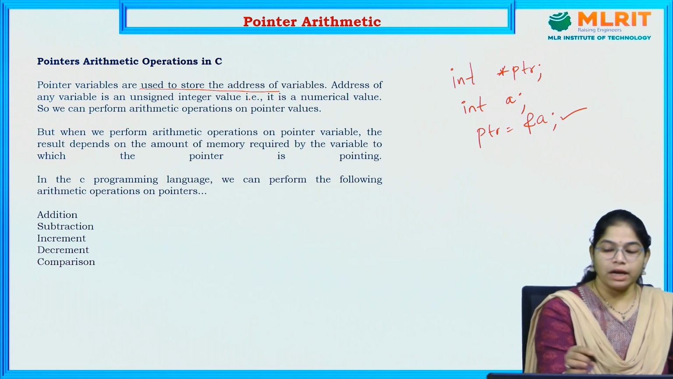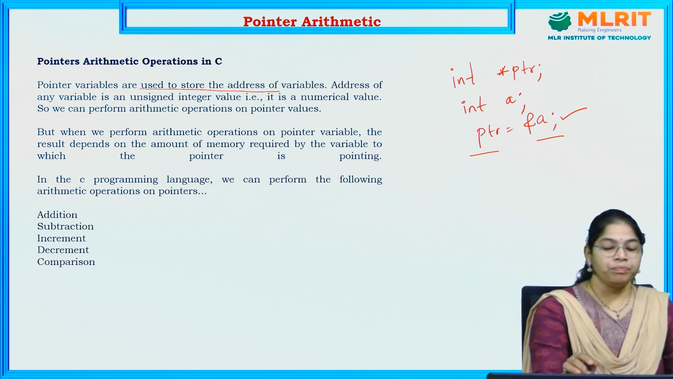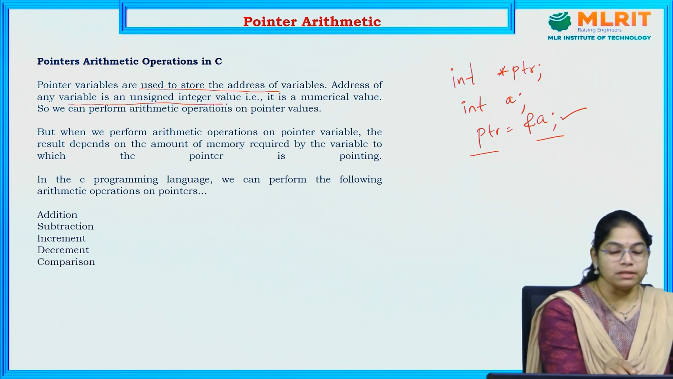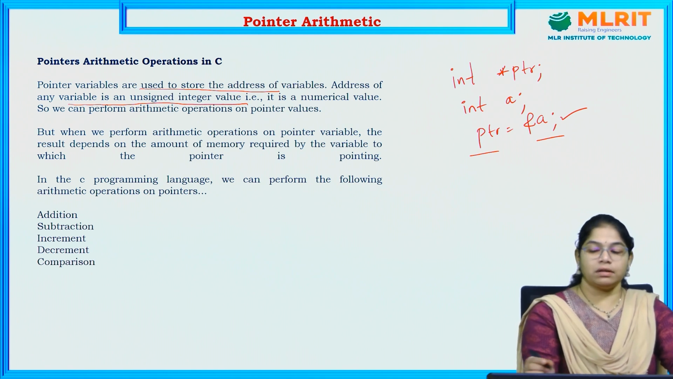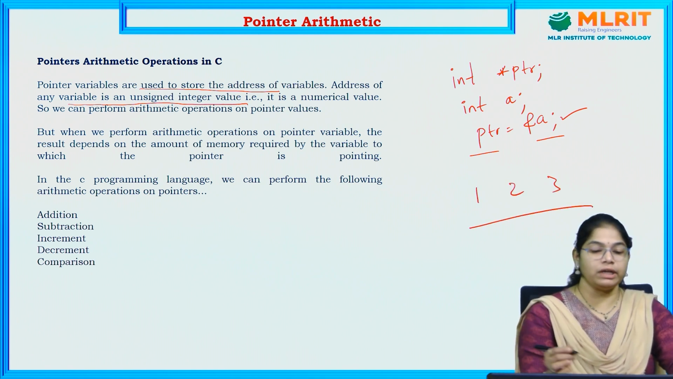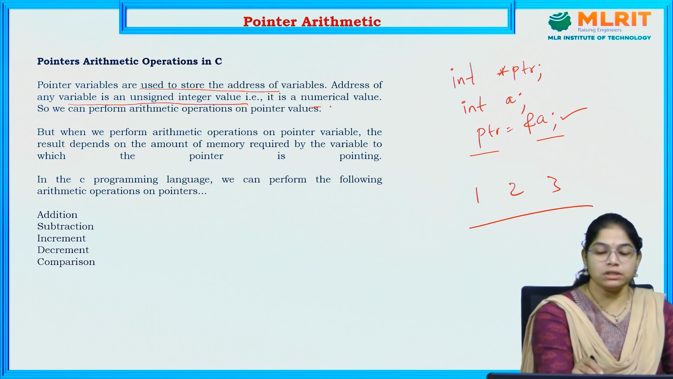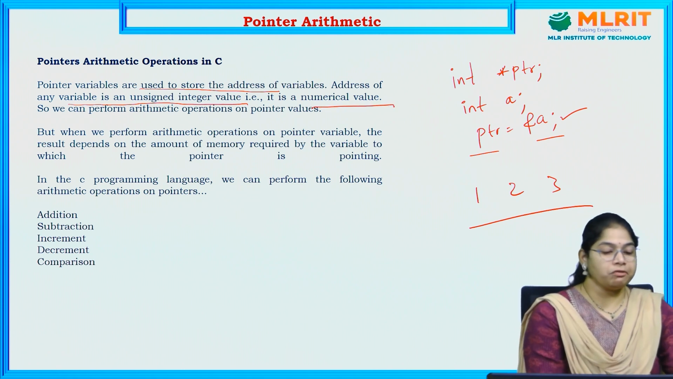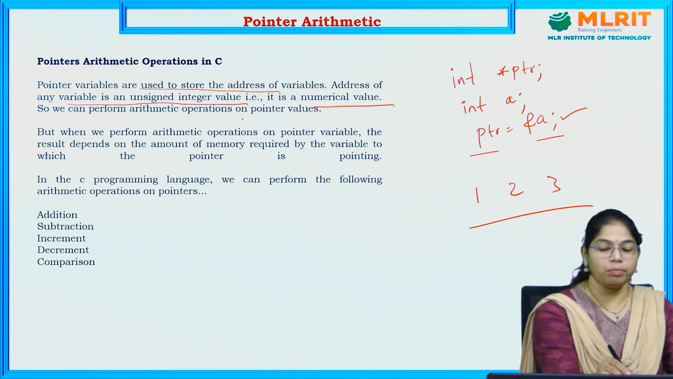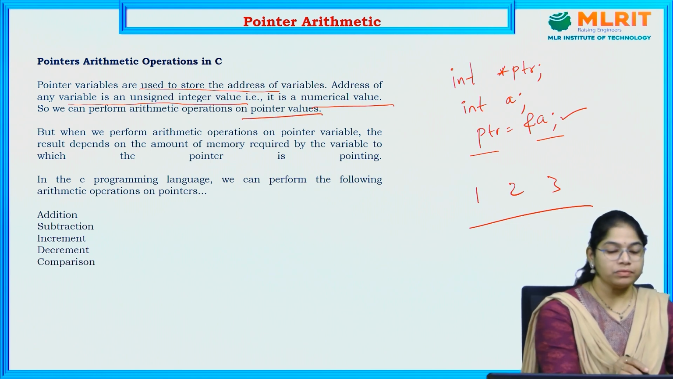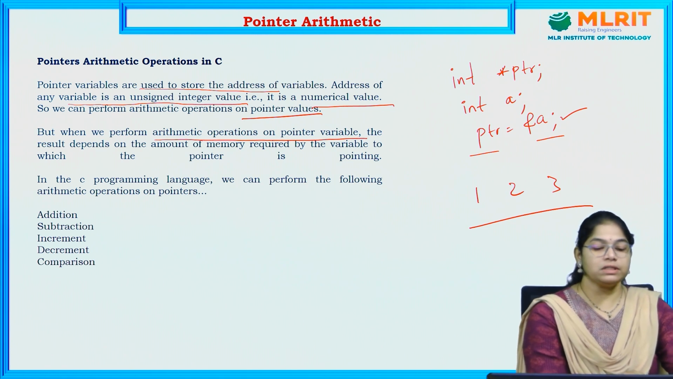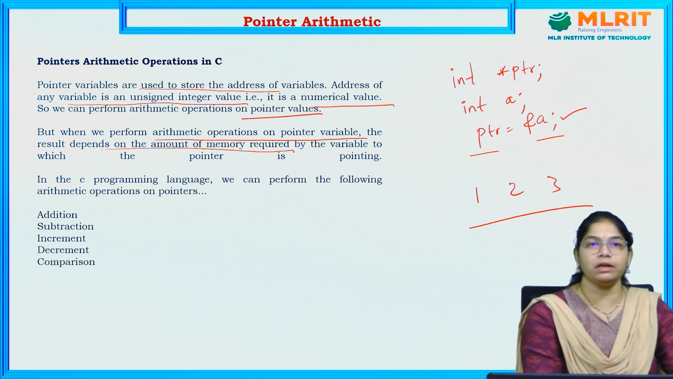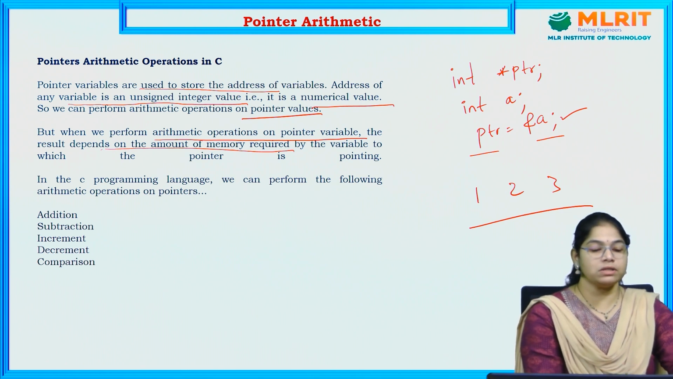So already we know that a pointer stores the address of a variable. The address of a variable is an unsigned integer value. That means it takes only positive values like 1, 2, 3. In that way, it takes a positive numerical value. So we can perform arithmetic operations on pointer values. But when we perform arithmetic operations on a pointer variable, the result depends on the amount of memory required by the variable. So how much memory is required for that variable determines the arithmetic operation.